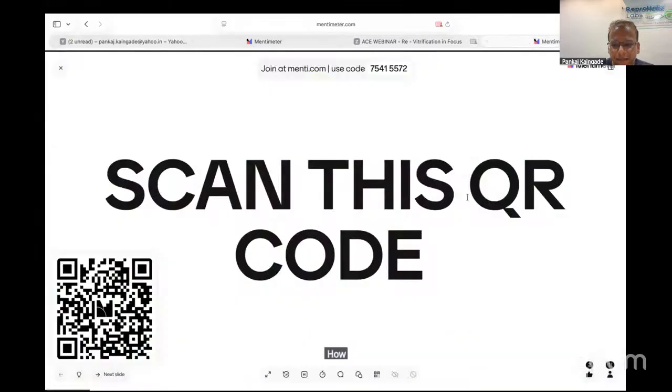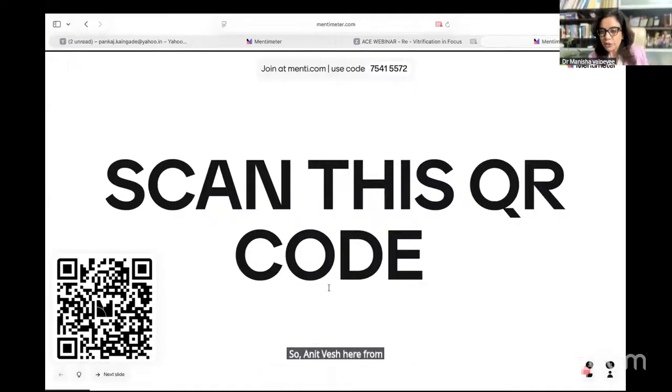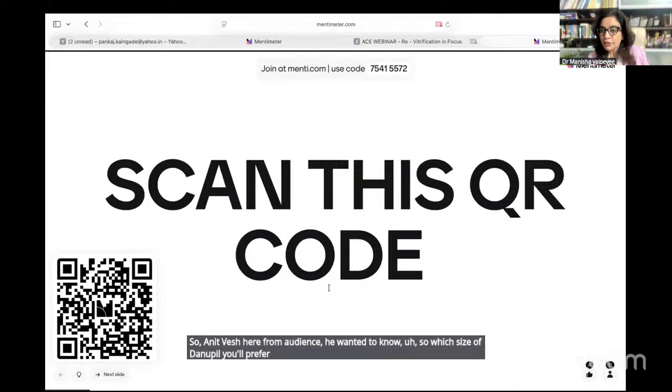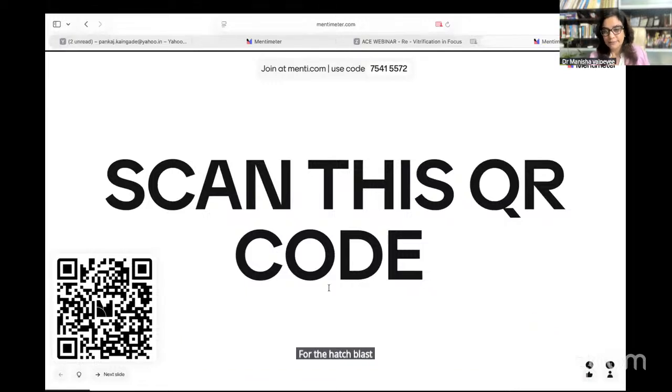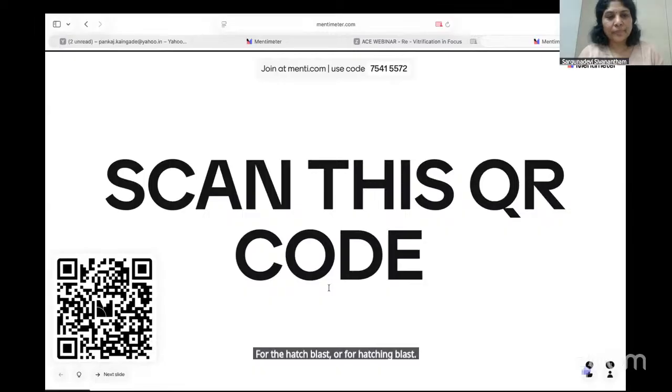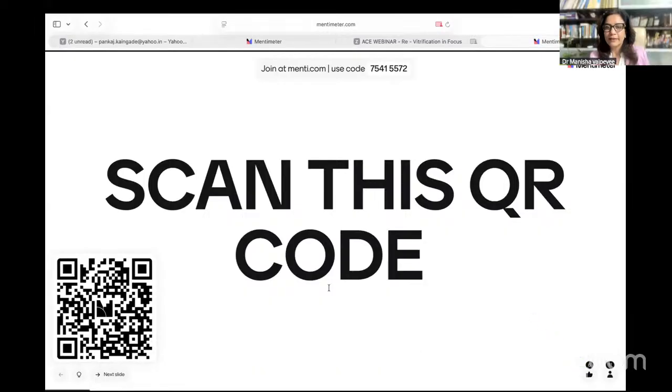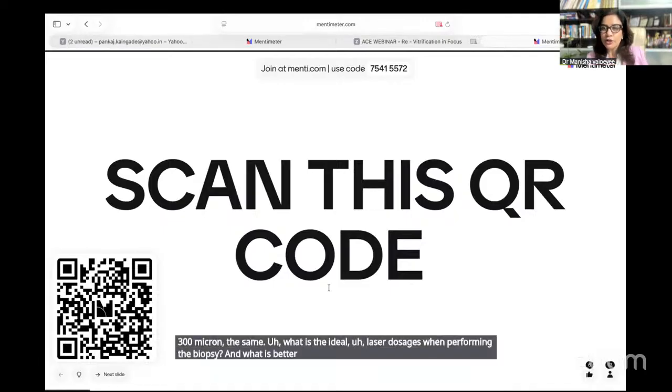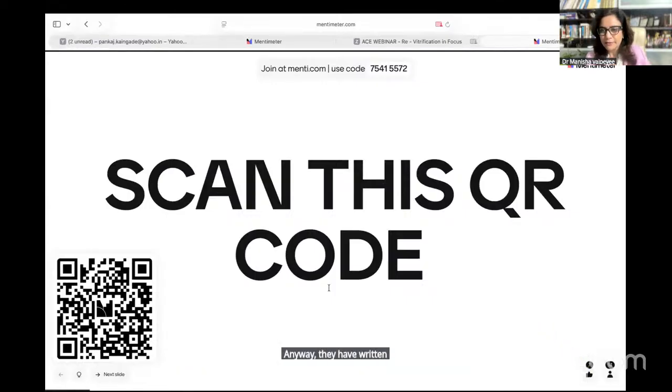So Aneet Vaishya from the audience wanted to know, which size of denudation pipette will you prefer for the hatched blast or for hatching blast? 300. 300 micrometers. 300 micron, the same. What is the ideal laser dosage when performing the biopsy? And what is better, single shot or multiple shots? So is it about a biopsy or rebiopsy? Anyway, they have written biopsy.